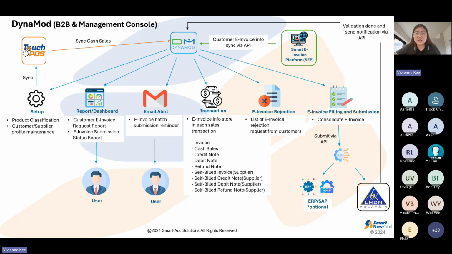For the cash sales part, we will consolidate it at the month end or the beginning of the next month to do the consolidated e-invoice submission. And of course, credit note, debit note, refund note, and the self-bill invoice. These are all ready in the latest version of Dynamod.